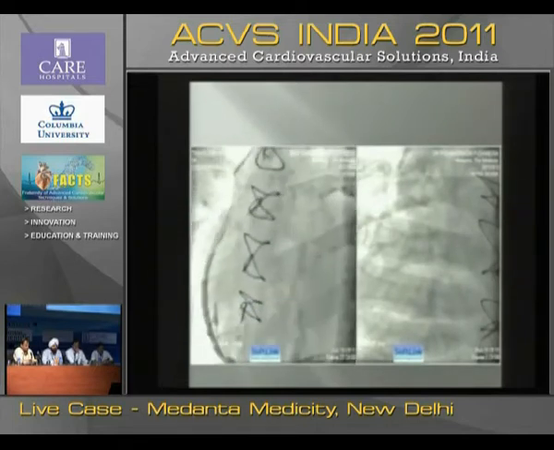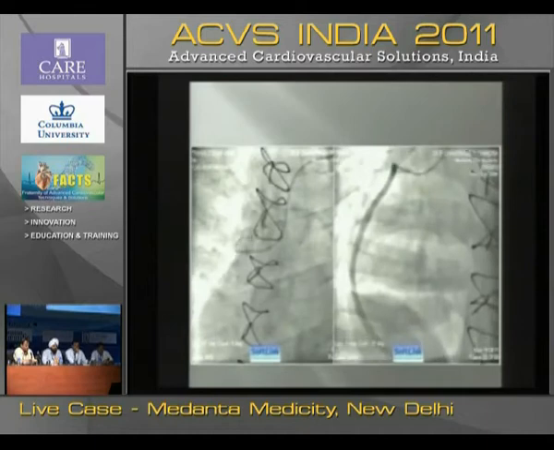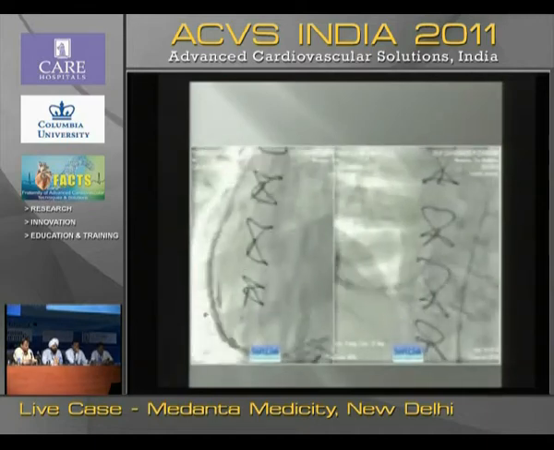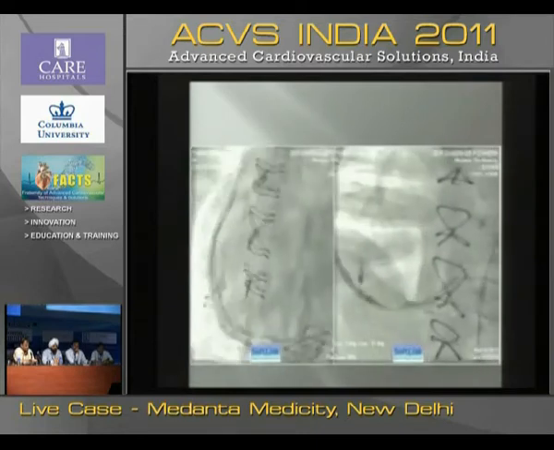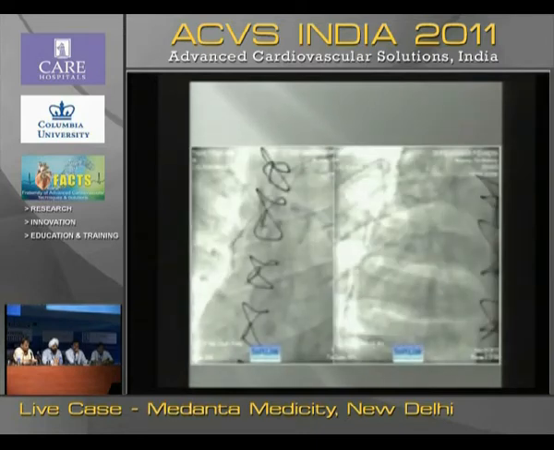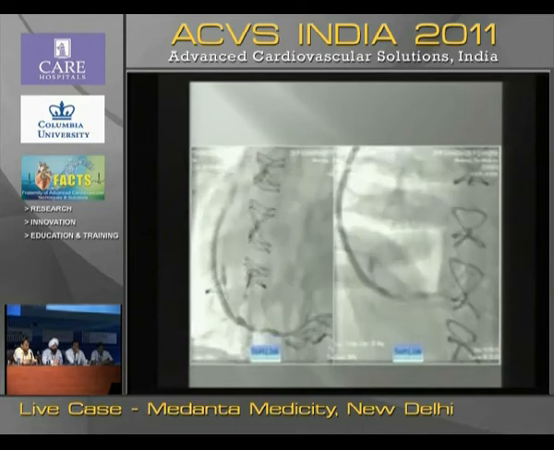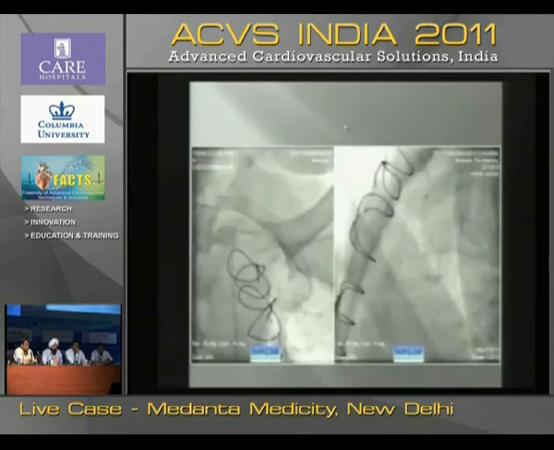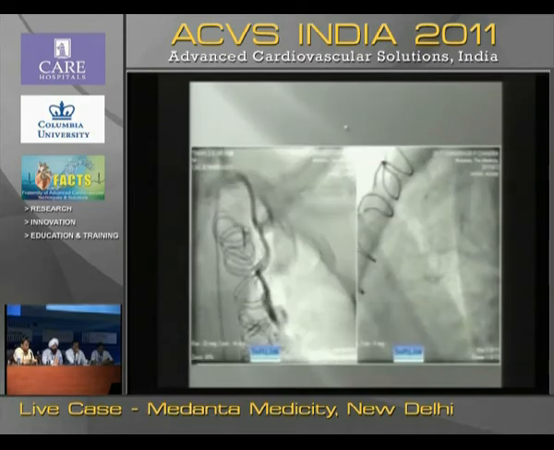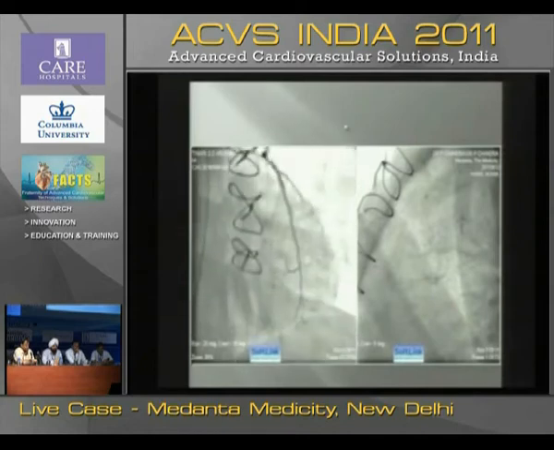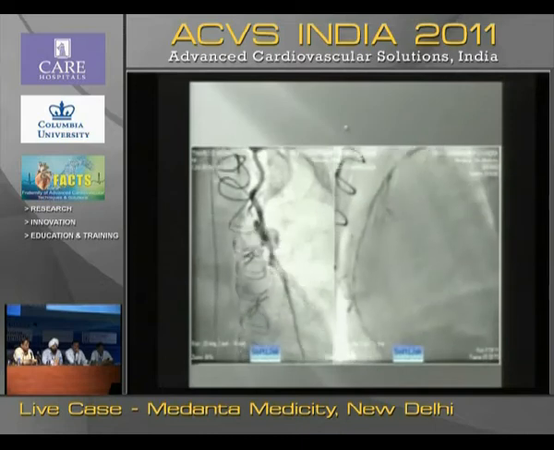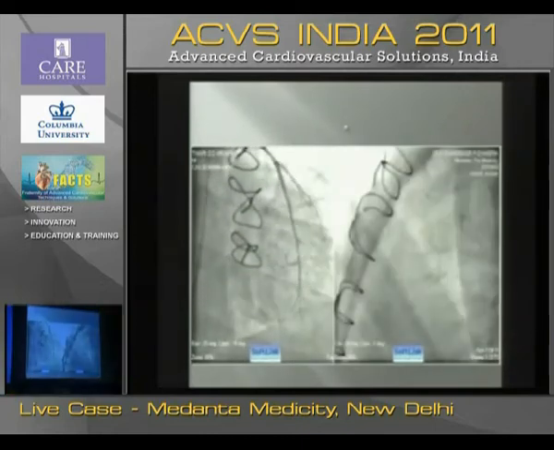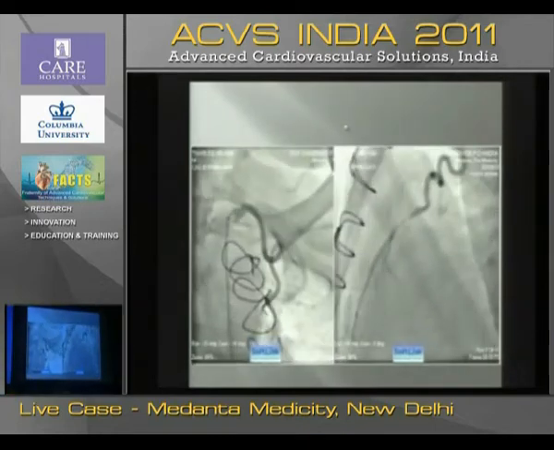And the right vein graft to the PD, as you will see, is having a stenosis at the distal end, most likely in the native part of the vessel. And this is quite a big circulation. Next. And if you look at the Lima, this is quite a tortuous Lima, and there is a significant stenosis just beyond the Lima insertion site. Next, please.